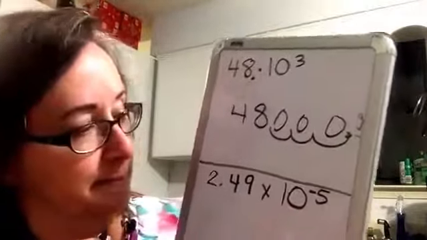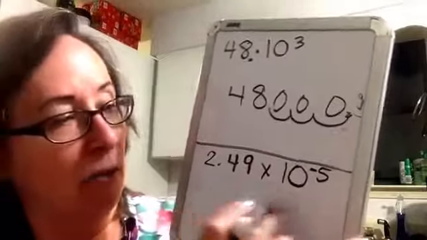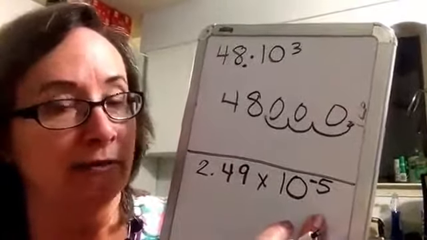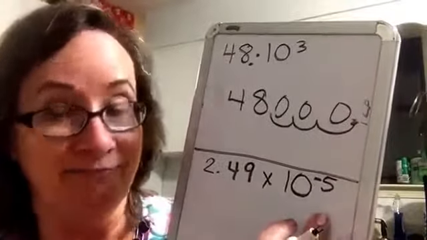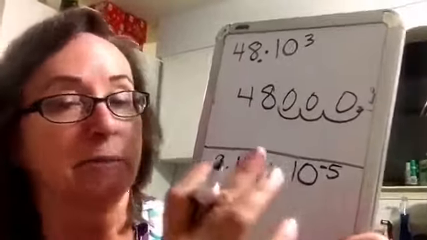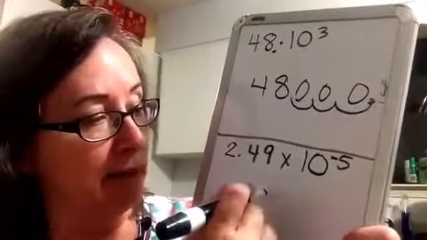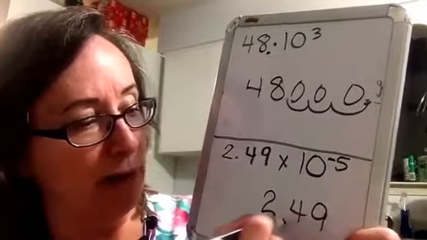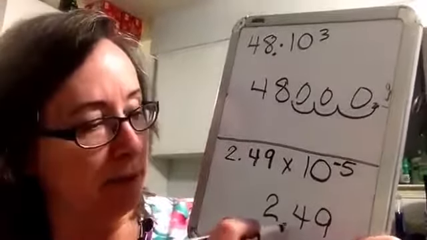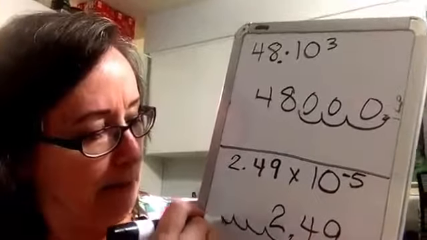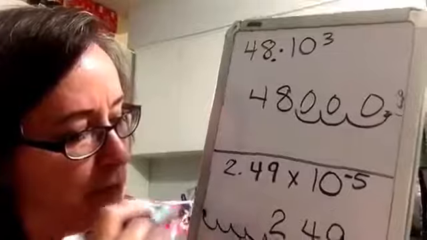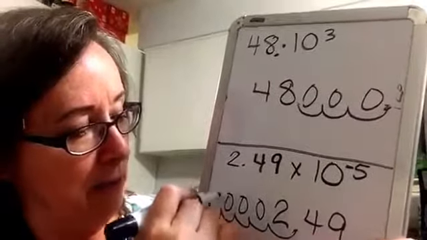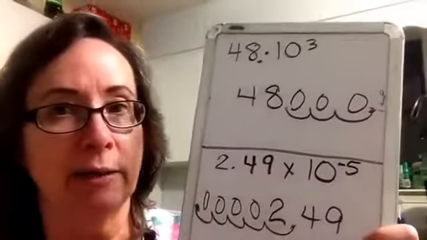48,000. Now this one, we have a negative exponent, so that's really 1 over 10 to the 5th, which means we're dividing by 10 to the 5th, which means we're going to move our decimal to the left. So let's write our number here, 2.49, move the decimal 1, 2, 3, 4, 5. Oops, almost out of room. And now look how small my number is.